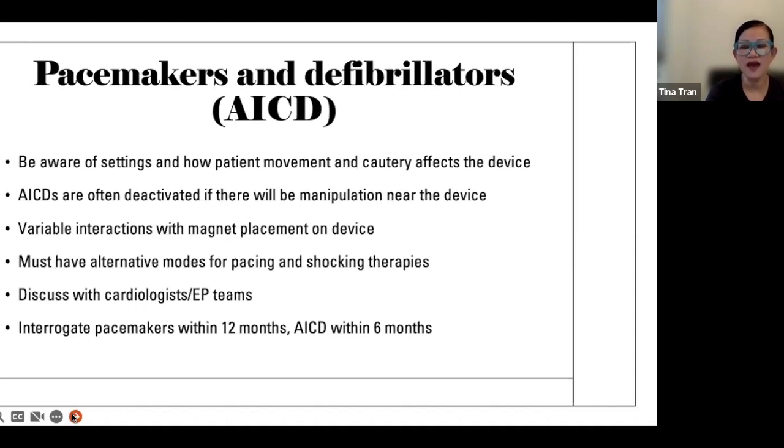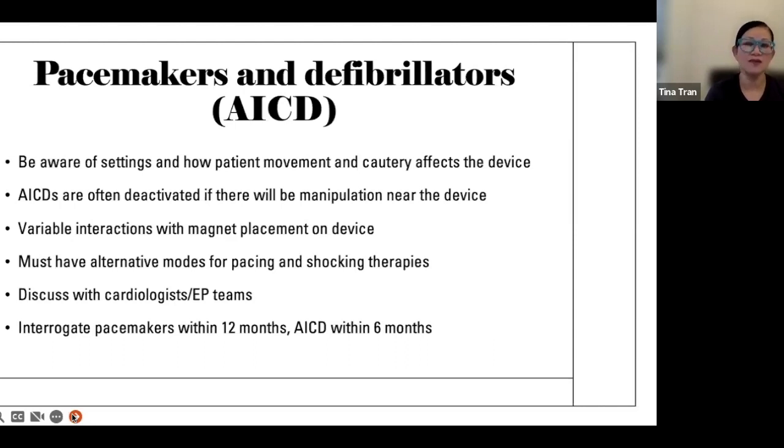And also have mechanisms on how to defibrillate, because if you have a patient without a defibrillator, you need to have pads or ways to defibrillate them externally. And then patients who a magnet might be placed on them.